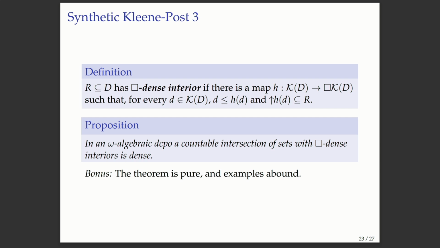What happened here? I replaced omega CPOs. The original Baire category theorem only required suprema of chains. But now, because I have this box, I require suprema of directed sets, so a complete enough object, and then I can recover my Baire category theorem. This theorem is pure. Examples are easy to find.